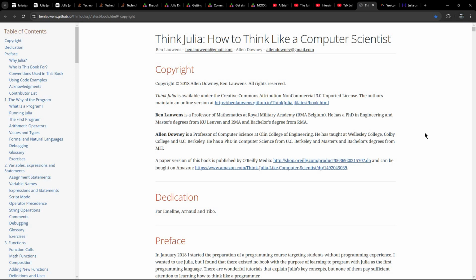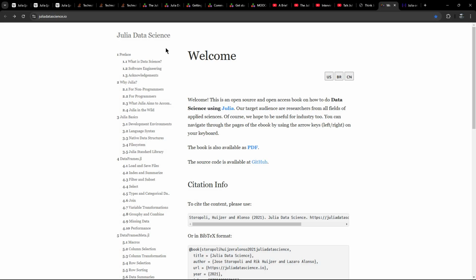And then we've got a couple of book resources, but online. So we've got Think Julia, How to Think Like a Computer Scientist. So I'll include a link to that. And we've got, from the Julia Data Science website, this, which is Data Science Using Julia. And if you click on that, that takes you to the PDF version, which you can download. And then there's also source code at GitHub.